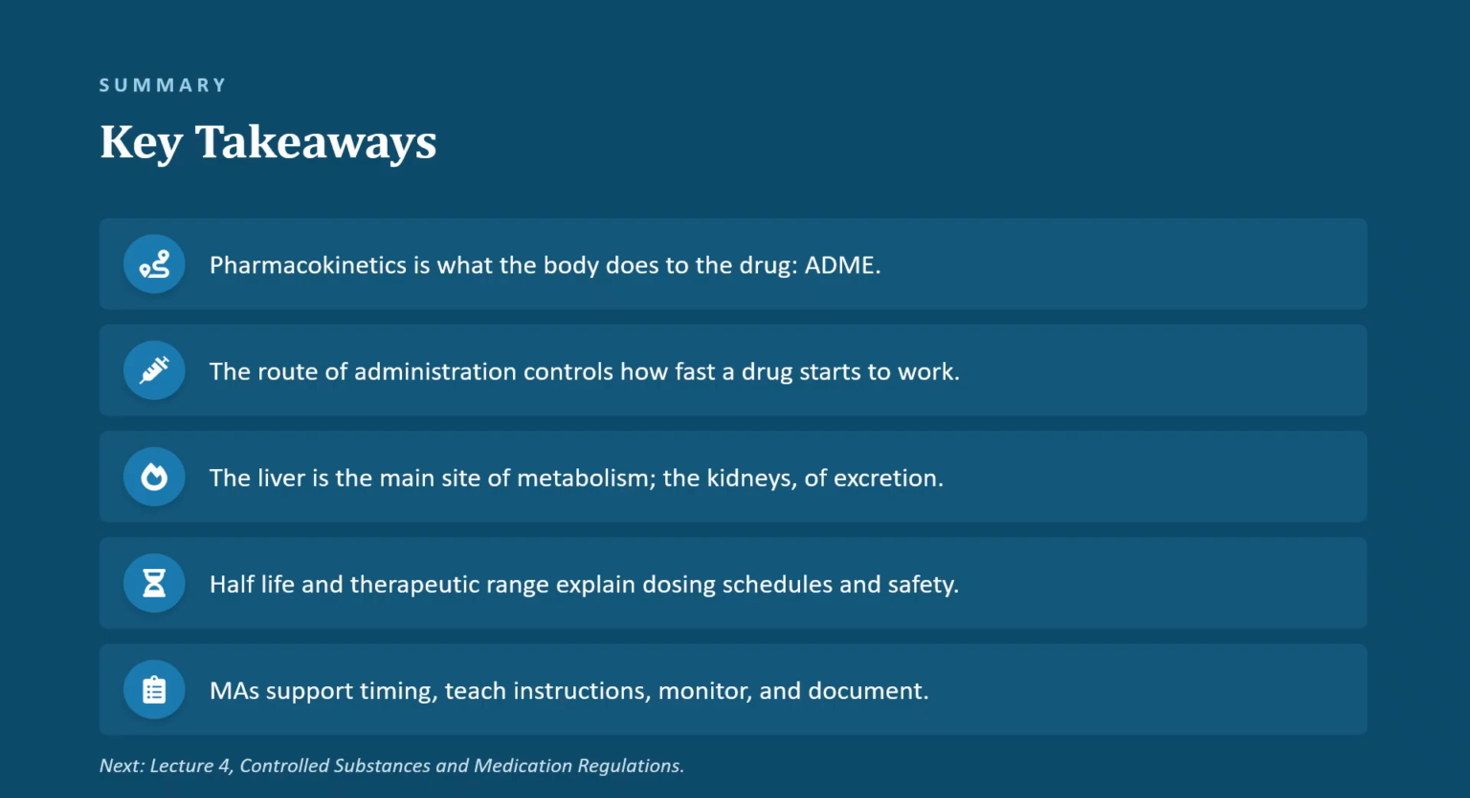And we tied it all to your role as a medical assistant. You support correct timing. You teach food and route instructions. You monitor for effect and buildup, and you gather a complete history, all within your scope of practice.